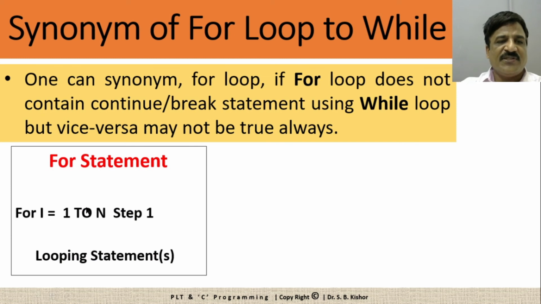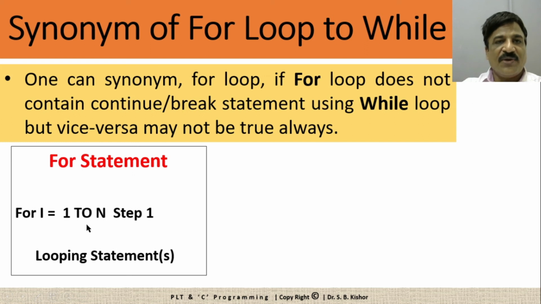The for statement usually consists of what? The initial value to final value and certain step values. Assume in this case it's 1 to n. And if this condition is true, it will execute what? A looping statement, and this process will continue as long as the value of i is not going to be what? n plus 1. The moment the value of i becomes n plus 1, the control will be transferred to the next statement. So this is your final condition.